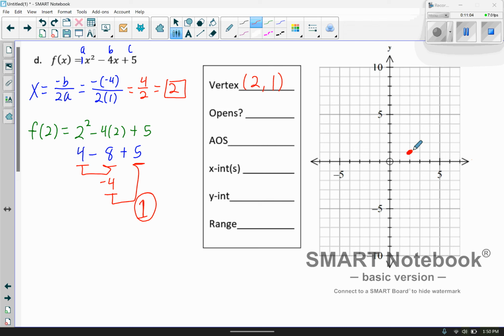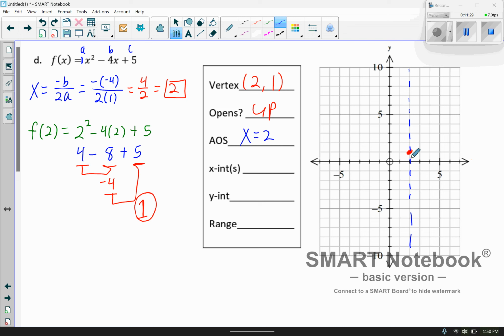Okay. And so let's see, A is positive, so it's going to open up. So if I'm opening up, that means I'm not going to have any x-intercepts. Let's see, my axis of symmetry, I've got that at x equals 2.